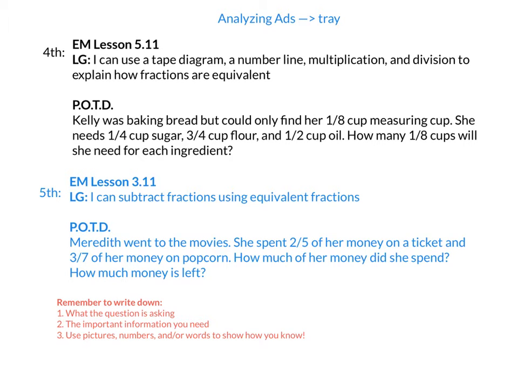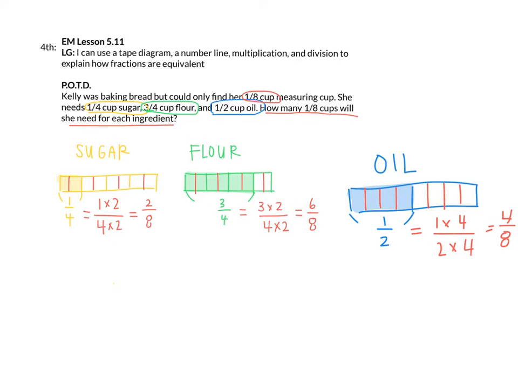We're going to be using a tape diagram. We are familiar with those. We're going to be using a number line. We're going to be using multiplication. And we're going to be using division. So we have to show in multiple ways how two fractions are equivalent. Does that make sense? Good. Let's first talk about the problem of the day.